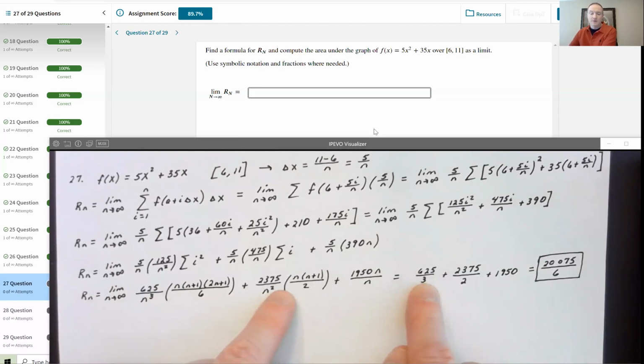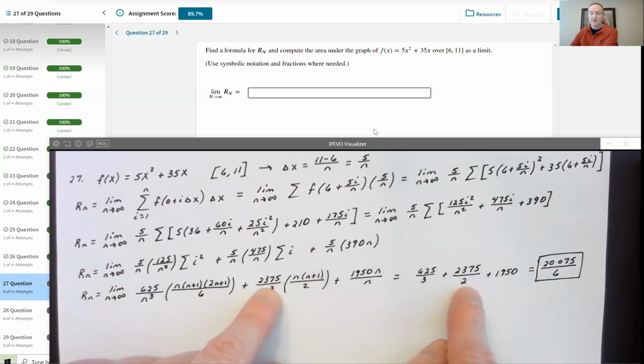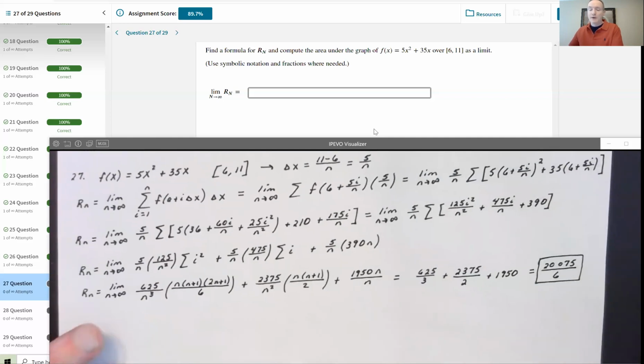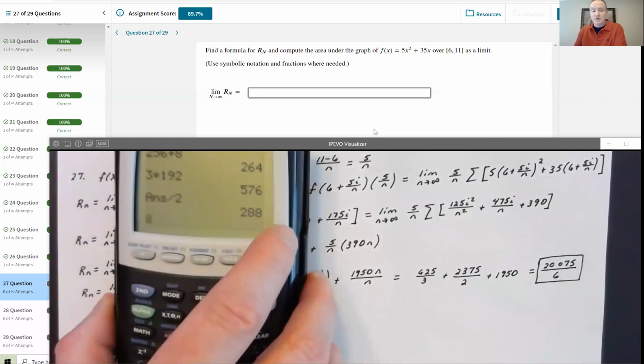Then the second term here, I would have had 2,375 n to the second over 2 n to the second. Once you take the limit, it's 2375 over 2. And then we already discussed the last term is just the 1950 because the n's cancel. Whenever I added these together, I also knew that Achieve said it wanted a fraction here.